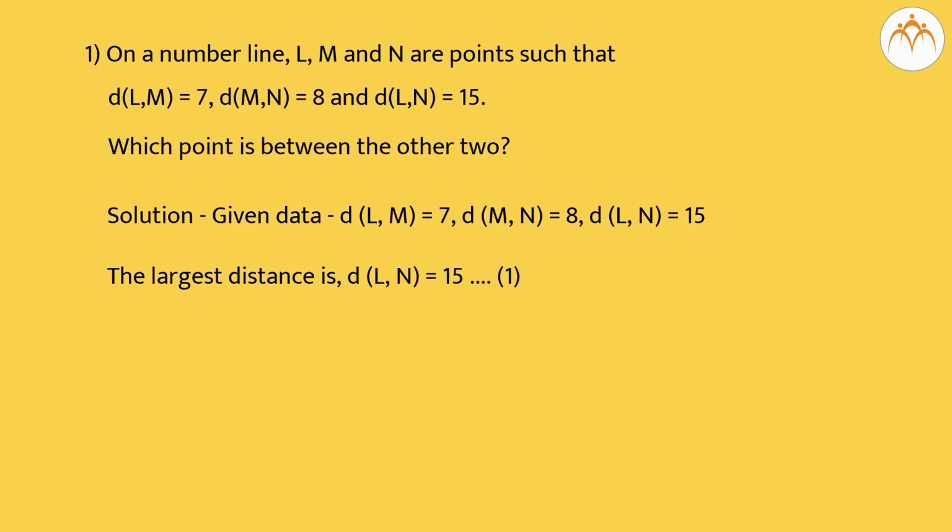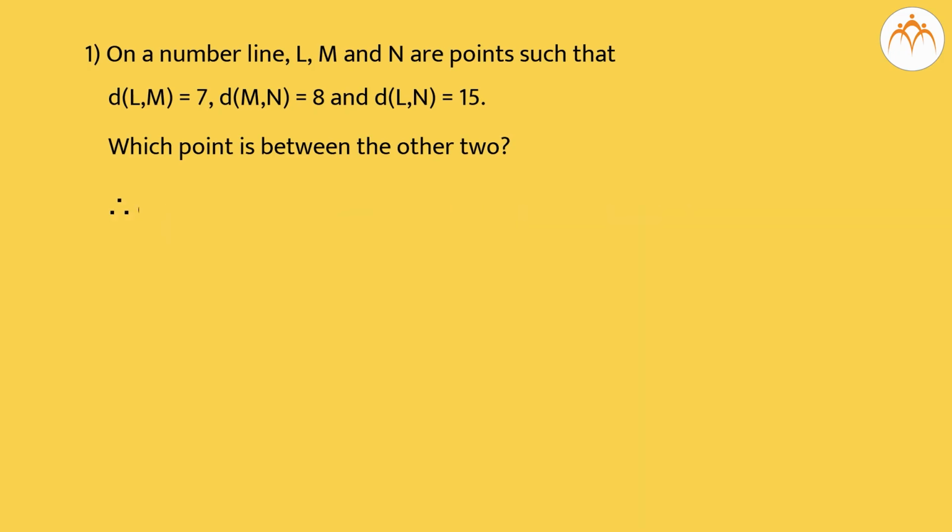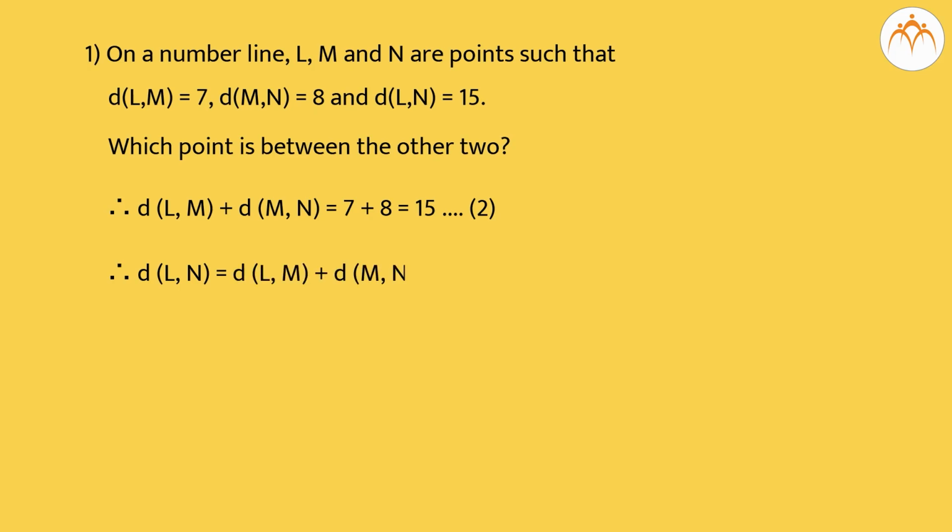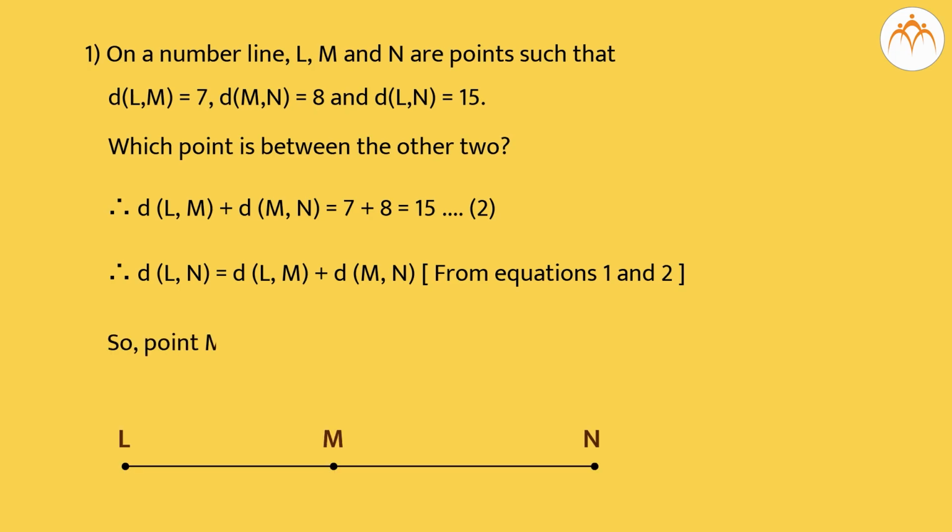Statement 1. Adding the other two distances. Therefore, d(LM) plus d(MN) is equal to 7 plus 8 is equal to 15. Statement 2. Therefore, d(LN) is equal to d(LM) plus d(MN) from equations 1 and 2. So, point M is between points L and N. Very good, very good. Okay, let's go with another example.